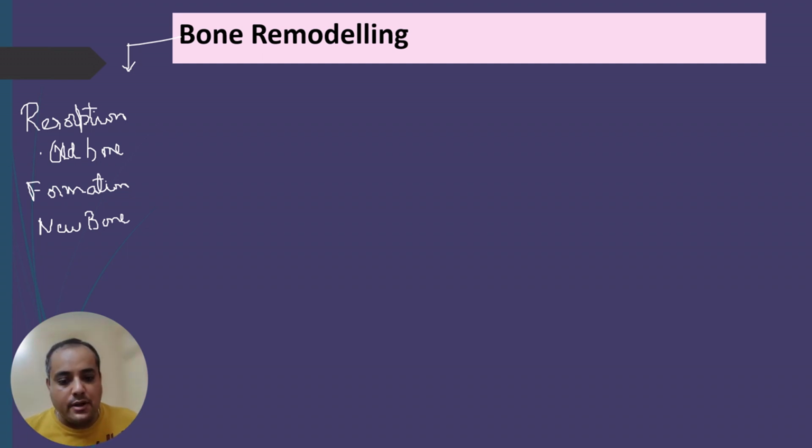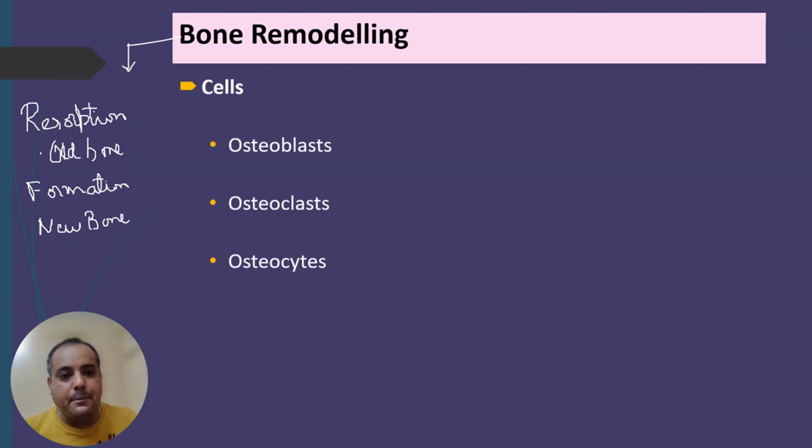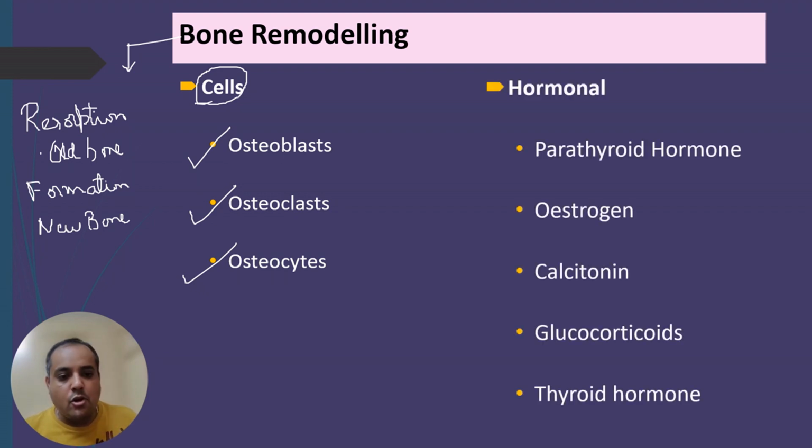In bone remodeling, you have primarily the cells, and the cells are the osteoblasts, the osteoclasts and the osteocytes. Also, the hormones play a role in bone remodeling. But today for our discussion, we are going to limit ourselves to the action of the cells only. The hormonal part we are going to take up later on in some other lecture.